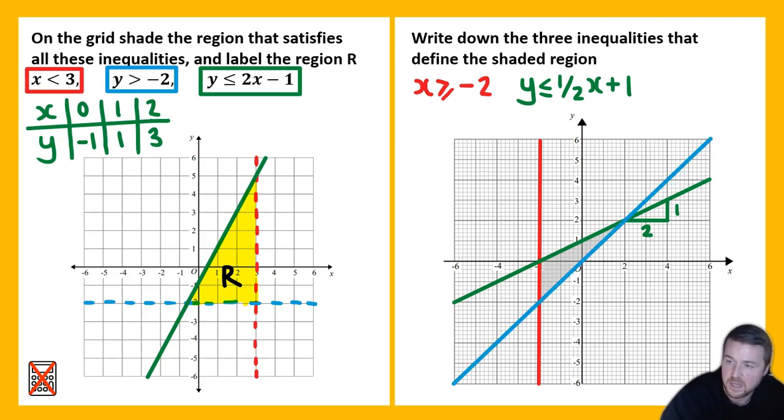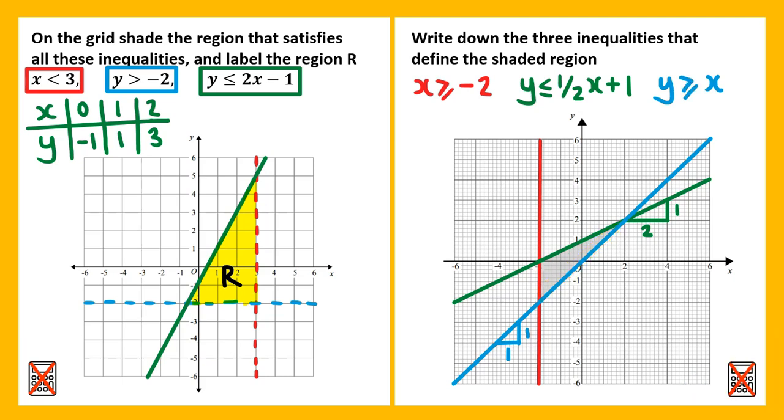And lastly, the line coloured blue has a rise of 1 and a run of 1, meaning the gradient is 1. It also goes through the origin, meaning that y is equal to x. And since the shaded region is above this line, and it is a solid line, it will be when y is greater than or equal to x.